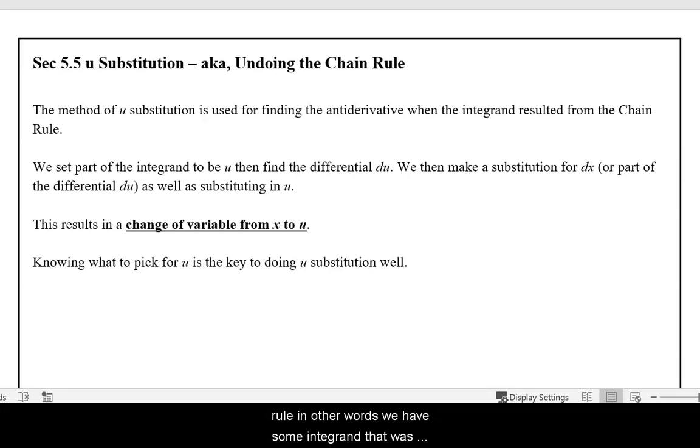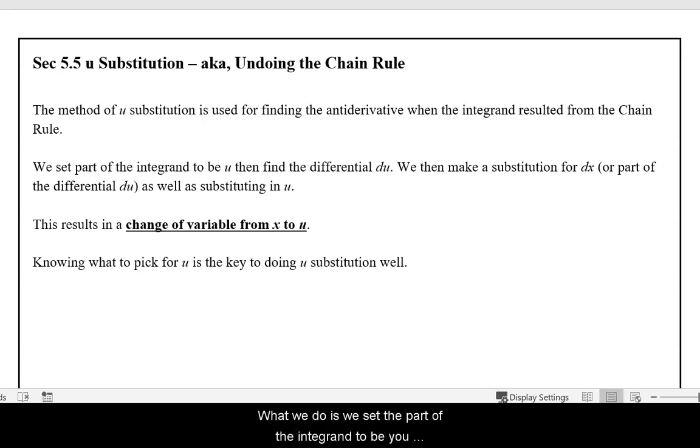In other words, we have some integrand that was derived by using the chain rule for derivatives, and we need to unravel it and undo the derivative. This is one of your bread and butter techniques that you will use from now on in all math classes from here on out, except possibly linear algebra.